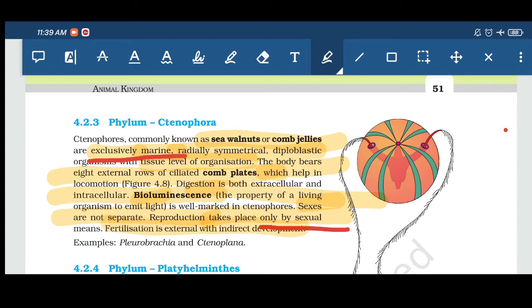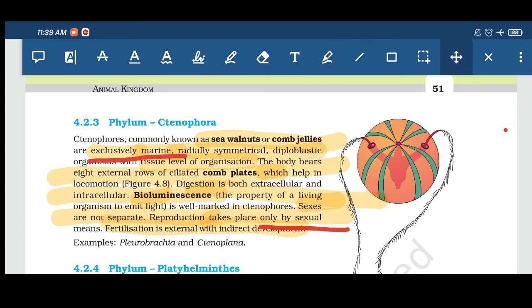Example, Ctenoplana. Okay, you remember only one example for your theory exam, but if you are preparing for NEET, you need to remember all the examples, all the diagrams, all the flow charts, all the labelings of the diagram. Okay, you need to remember each and every point of NCERT to score well.